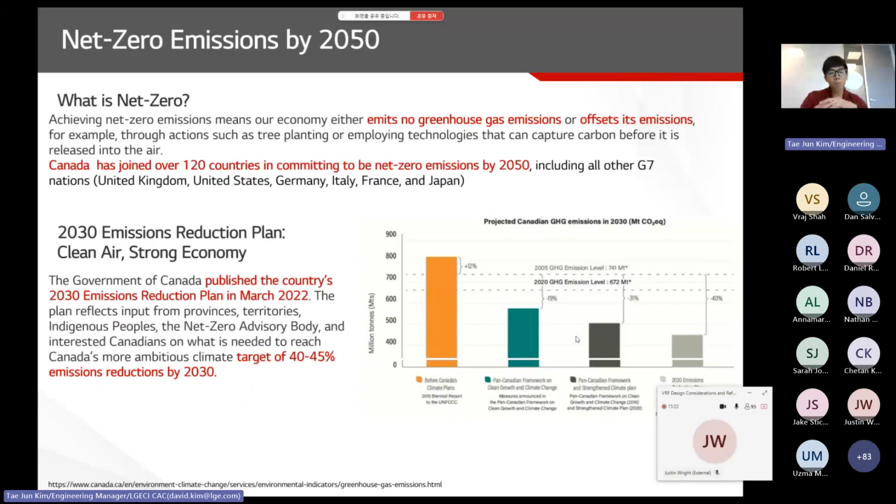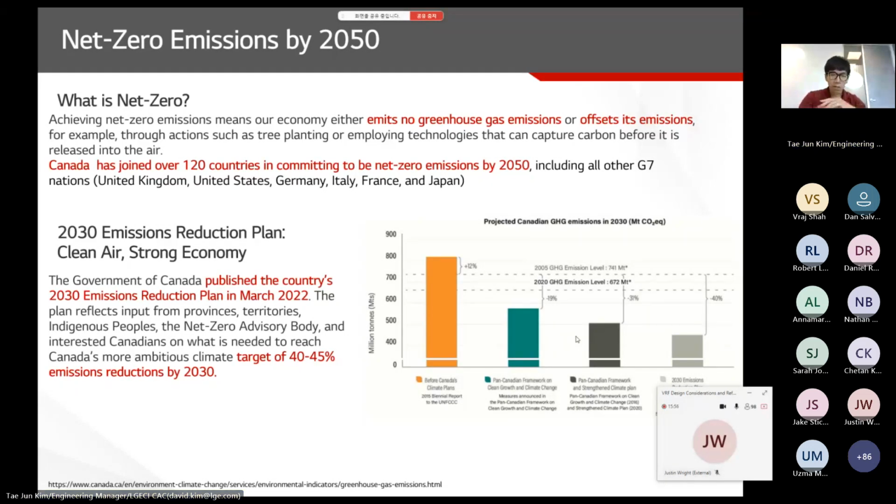So in Canada, there is a big discussion about trying to get net zero emission by 2050. So Canada has joined over 120 countries in committing to be the net zero emission by 2050, including all other G7 nations such as United Kingdom, United States, Germany, Italy, France, and Japan. And they have released something called 2030 Emissions Reduction Plan, which is to reduce our greenhouse gas emission by 40% in comparison to 2005 emission.